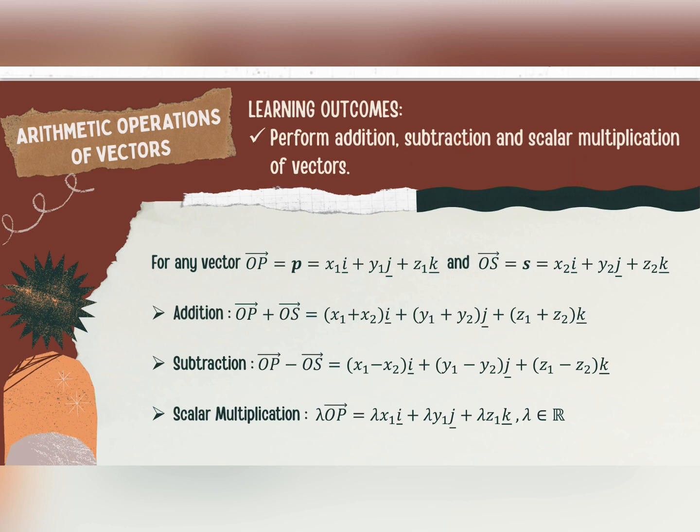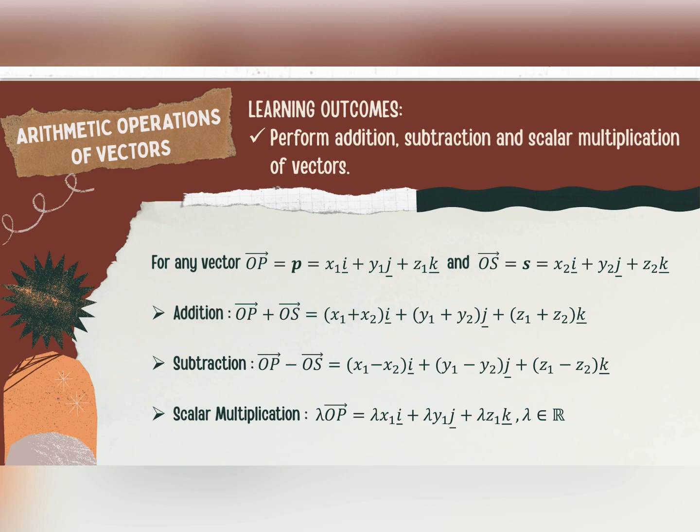Okay, for any vector OP where kita label dia sebagai bold P juga, let's say ini adalah kita punya position X1, Y1 and Z1. And our OS where we label as bold juga, X2, Y2, Z2. So, bila addition, let's say OP plus OS, apa yang kita akan buat? Kita akan collect the like terms.